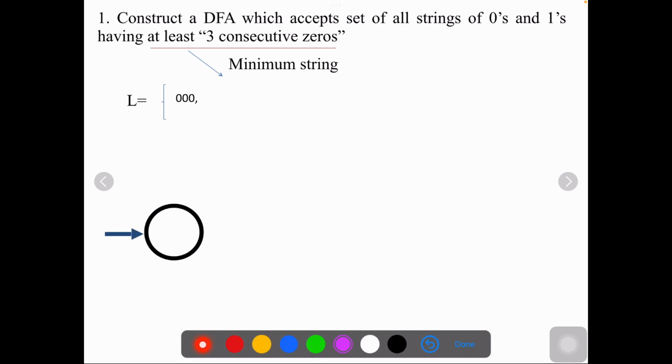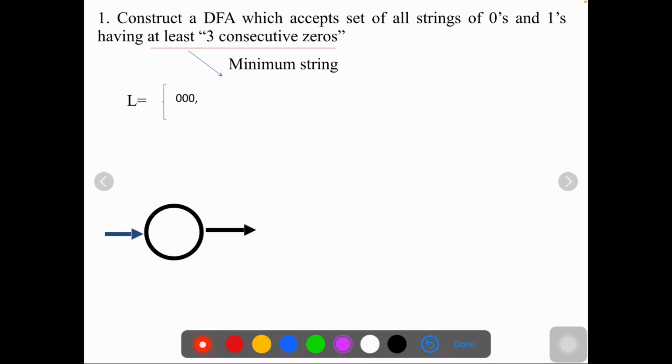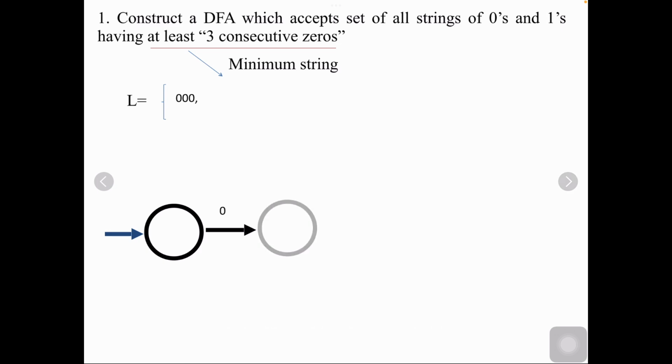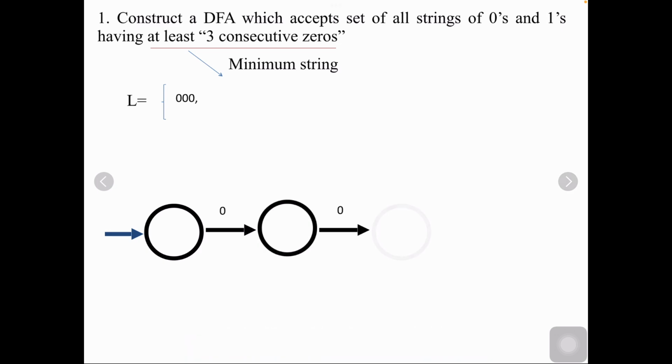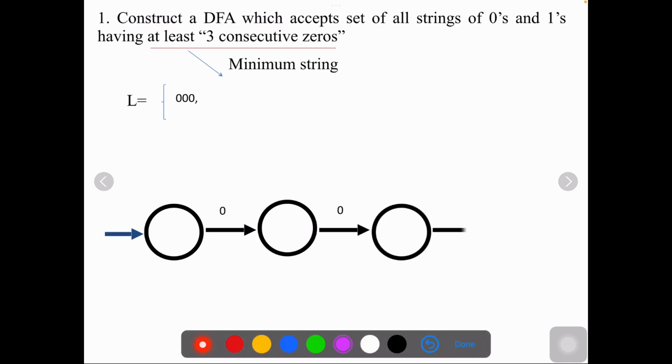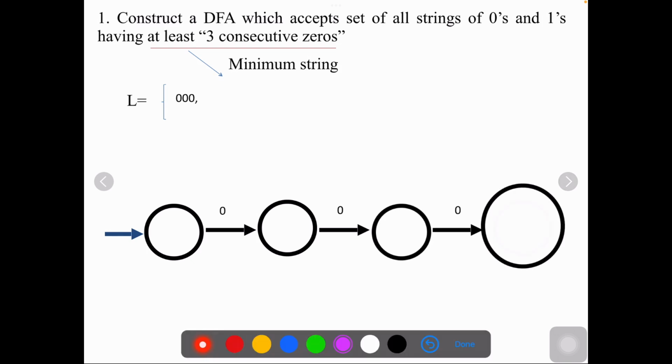So for that you have to construct a diagram. First 0 is consumed, and we go to the next state. Then the second 0 is consumed, and we go to the next state. Then the third 0 is consumed, and we go to the final state, that is the double circle, right? I will not give a label here; at the end you can give.